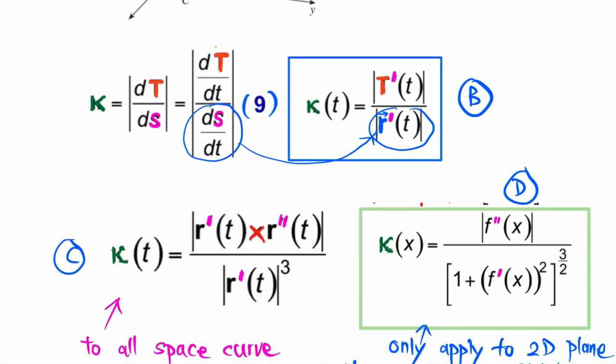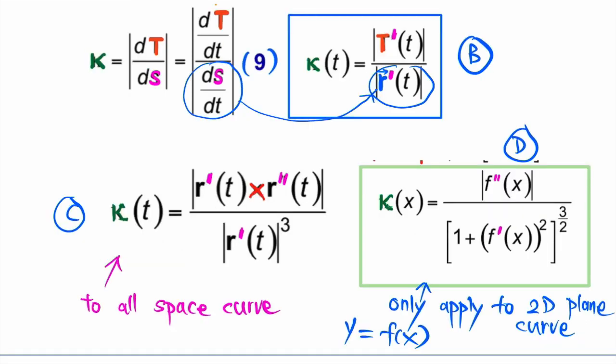And what do we learn here? For all space curves, the curvature at, say, time t is equal to the magnitude of the cross product of r prime with r double prime at t, divided by the magnitude of r prime raised to the 3rd power. And this is for all space curves, so including 2D and 3D.